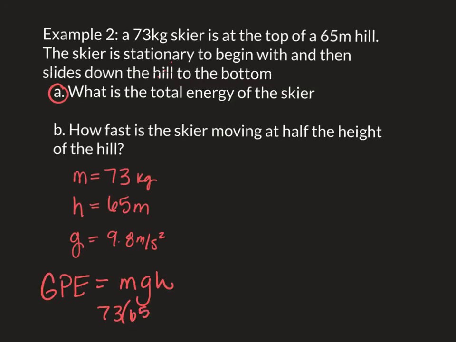Times 65 times 9.8. So that's going to give us the total energy of the system. So that will be 46,501 joules.